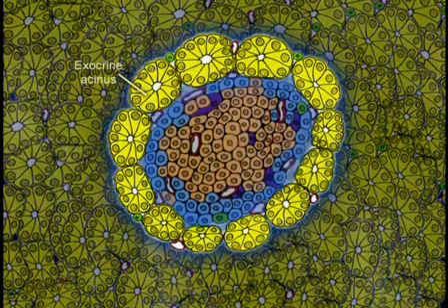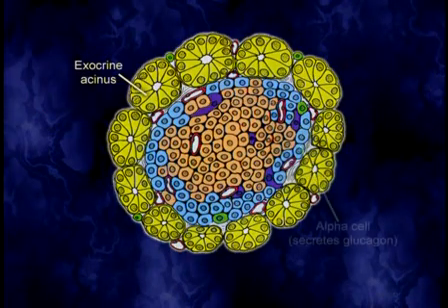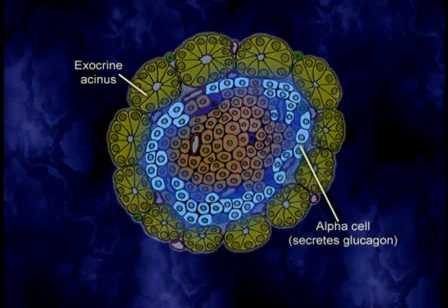But let's focus down on just the islet cells now, which are inside the green. And the first cells we want to look at here are called the alpha cells. And these are pictured in light blue. They represent approximately 20% of the islet cells. Okay, you can see here roughly a fifth.